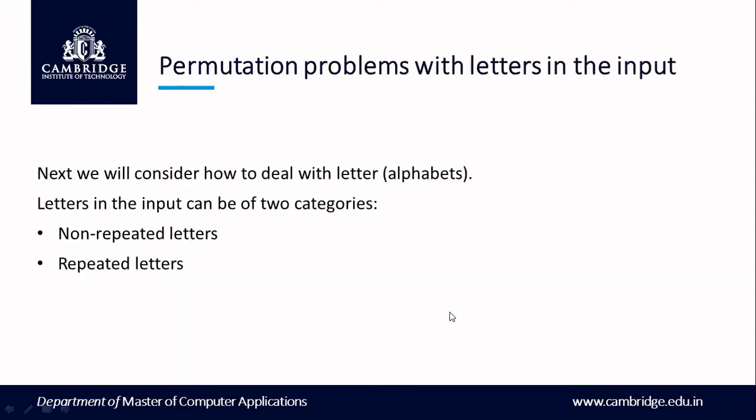So now we are completing permutation problems with numbers. With numbers, there are 2 categories we dealt with. One is the numbers with non-zero input. Another one is the numbers with 0 input. Similarly, now we are going to start with permutation problems with letters, alphabets. So next we'll consider how to deal with alphabets in the inputs.